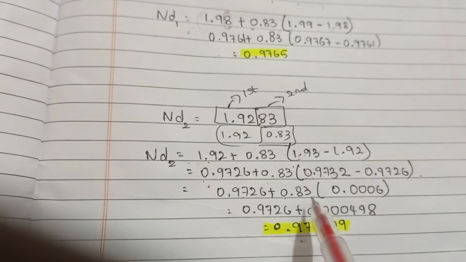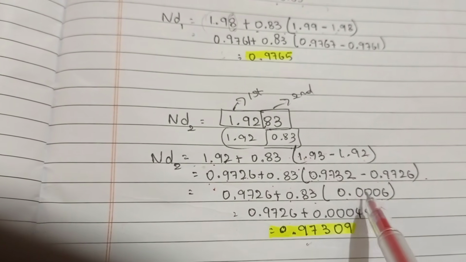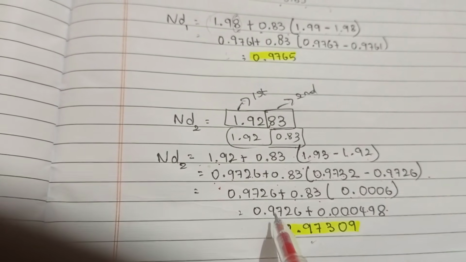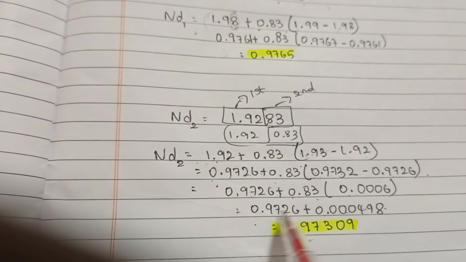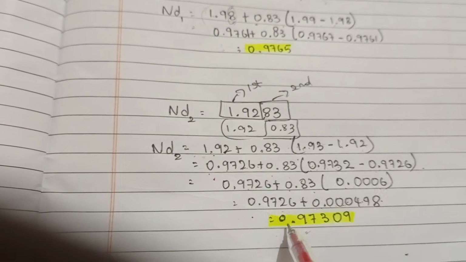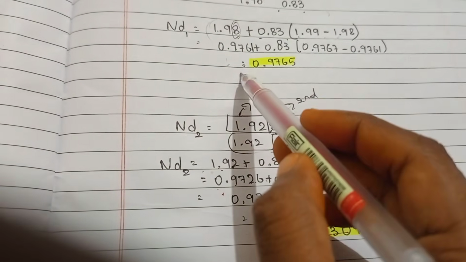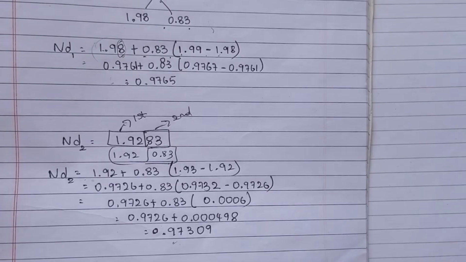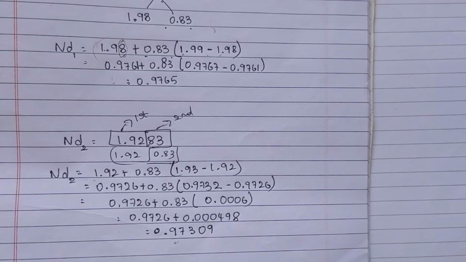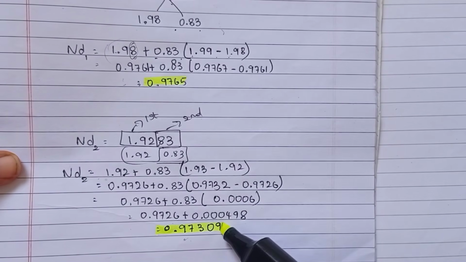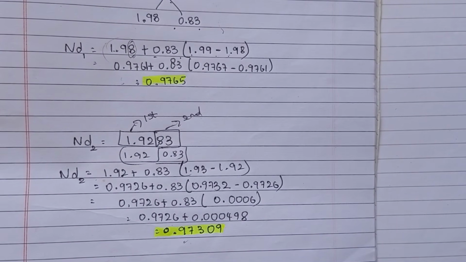Then we will be getting the value of 0.0006. So for this we have to multiply 0.83 into 0.0006. Then we will be getting the value of 0.000498. For this we have to add the value 0.9726. So if we add this value, we will be getting 0.97309. So this will be our ND2 value. In the same way we have to do it for ND1. So we have identified the ND1 and ND2 values. That is, the ND1 value is 0.9765 and the ND2 value is 0.97309. So when you use the log table, you should be very careful about how you identify the values.